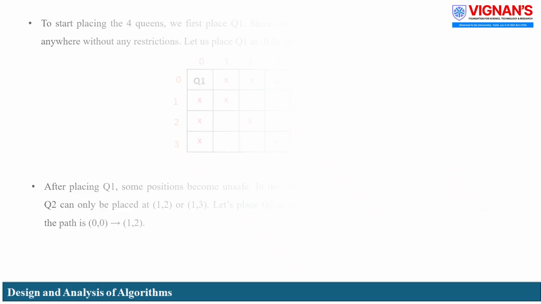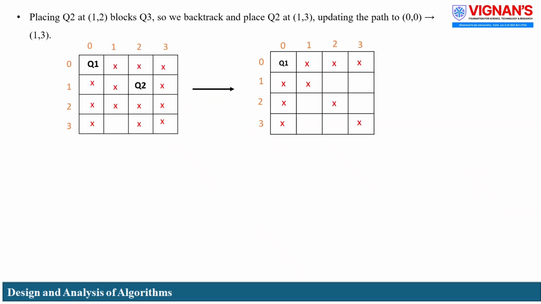From the previous step, we observe that placing Queen 2 at position 1, 2 blocks all safe positions for Queen 3. As a result, Queen 3 cannot be placed anywhere in the next row. Since no valid position is available, we apply the backtracking technique. We remove Queen 2 from position 1, 2 and try the next possible column in the same row.